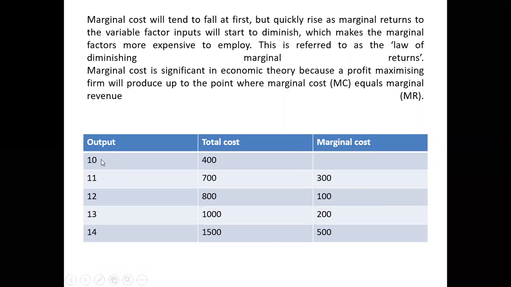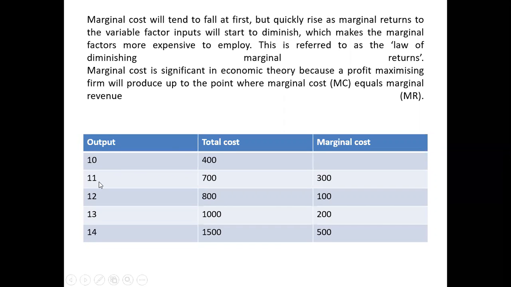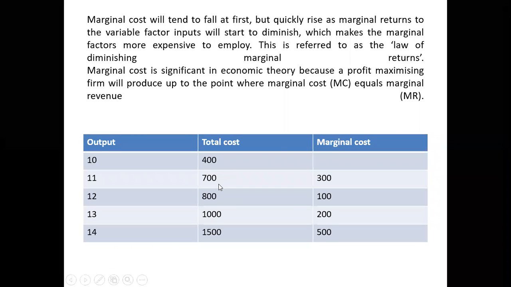Now the next situation: one extra commodity is produced. So now the output number is 11. When it is 11, what is the total cost? Total cost now increases to 700. So when he produces 10 commodities, his total cost is 400. When he produces 11 commodities, his total cost is 700. If you notice, this gap is too high. Why is it too high?